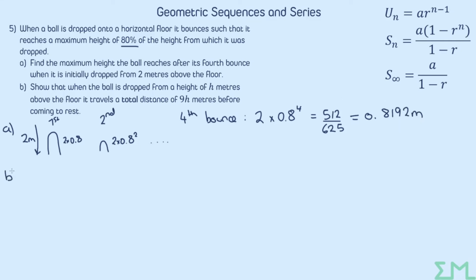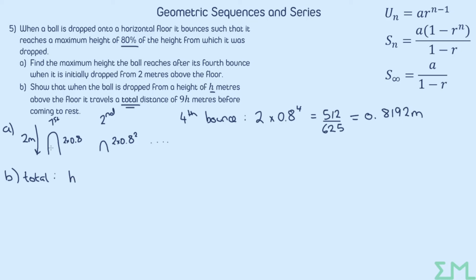Okay, part B. Show that when the ball is dropped from a height of h above the floor, so we're generalizing here, it travels a total distance of 9h meters before coming to rest. A fairly tricky question, this one. So let's think about total height. First of all, we're going to drop from the place that the ball's let go to hitting the floor. So that's going to be h.